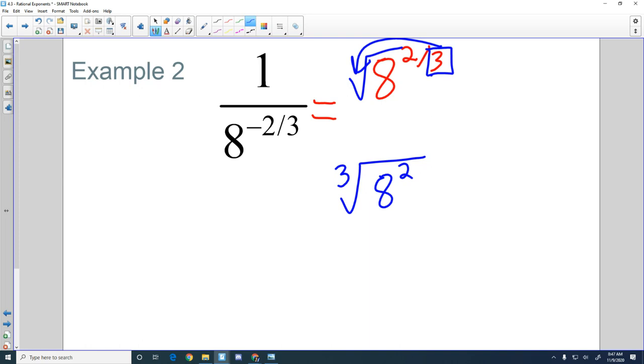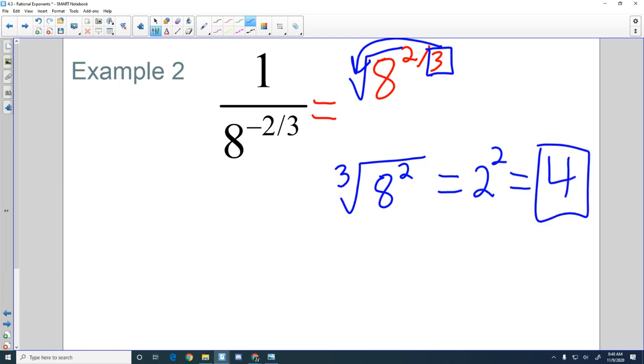Now remember, you can go in either order. I know that 8 squared is 64, and then take the cube root of 64. But for me, I always like taking the roots first, because I know that the cube root of 8 is just 2. That's pretty easy for me to figure out, because I know 2 times 2 times 2 is 8. It's just the same as 2 squared. We all know 2 squared is 4.